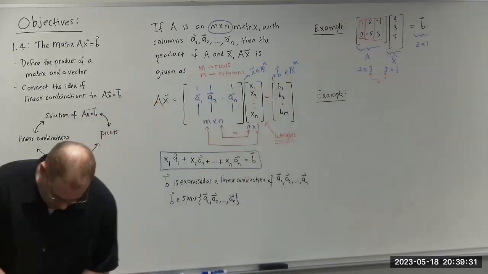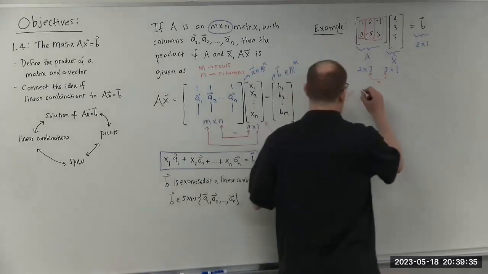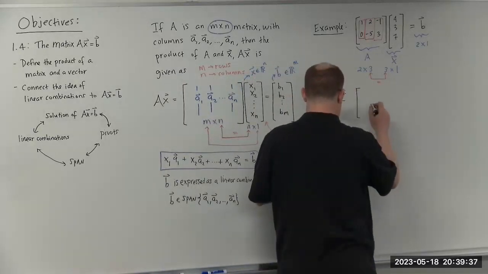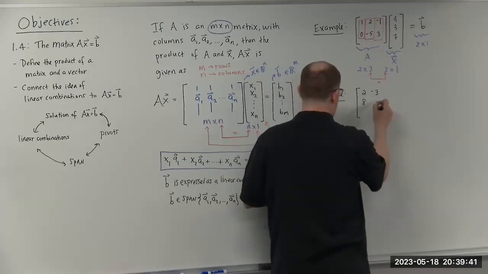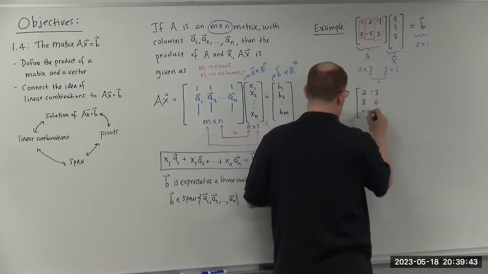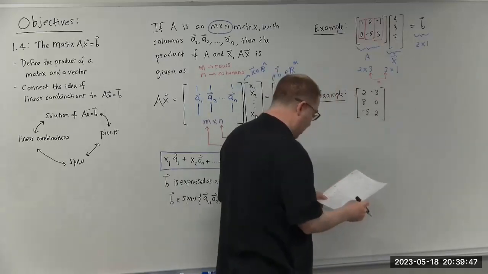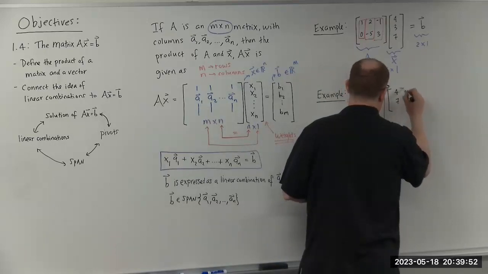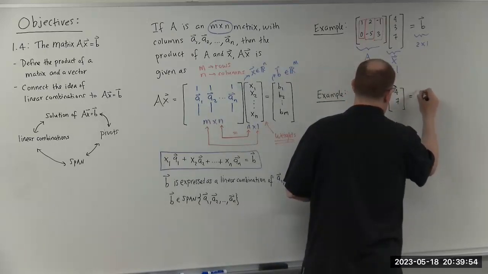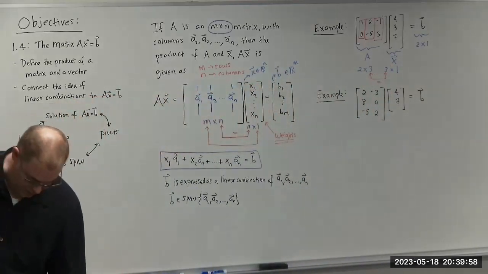All right, let's say this time we have this matrix. It's a 3 by 2: 2, -3, 8, 0, -5, 2. We're going to take that matrix and multiply it by 4, 7. We want to find out what the vector B is.